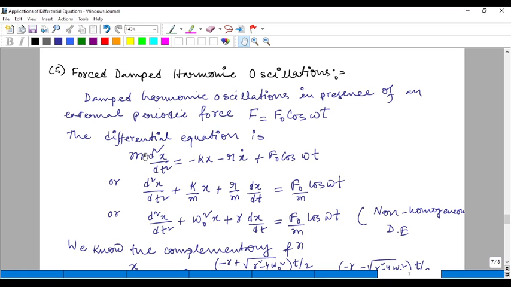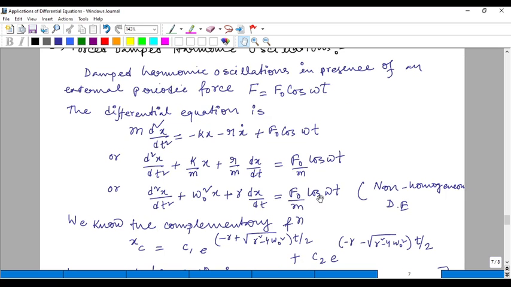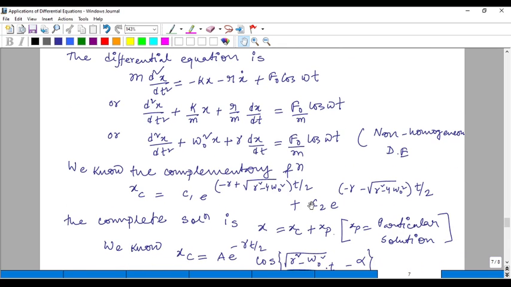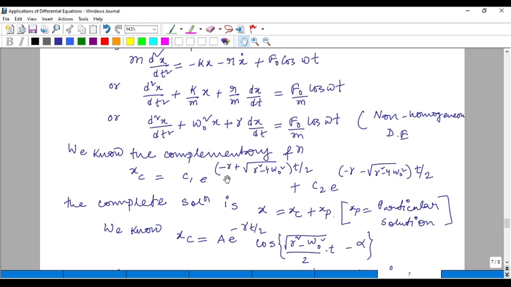And the left hand side term is the force due to inertia, so they are equal. So now we get a non-homogeneous differential equation, which is d2x dt2 plus gamma dx dt plus omega 0 square x is equal to F0 by m cos omega t. We know the complementary function, that is a solution of the reduced form of this non-homogeneous differential equation, that is x equal to c1 e to the power minus gamma plus and so on.